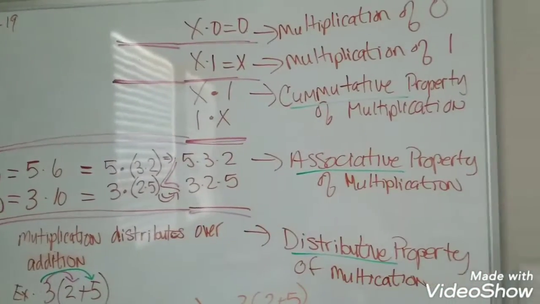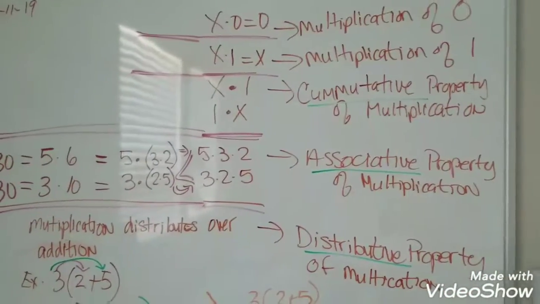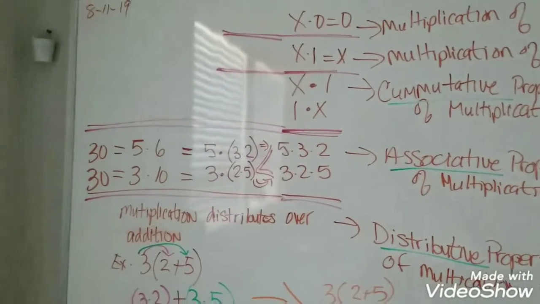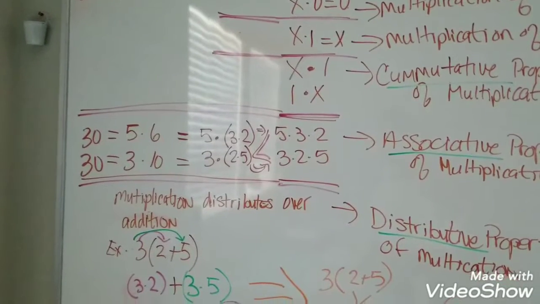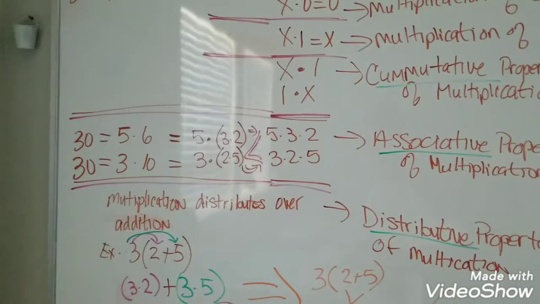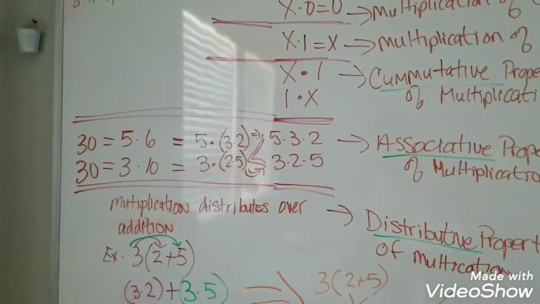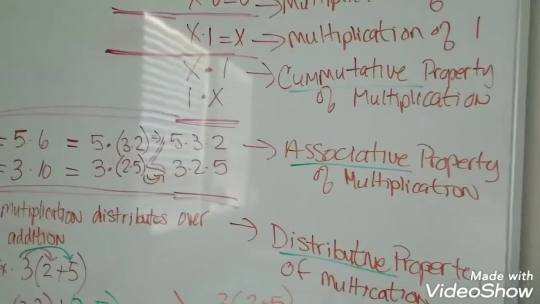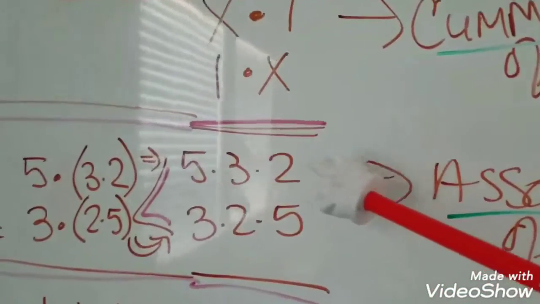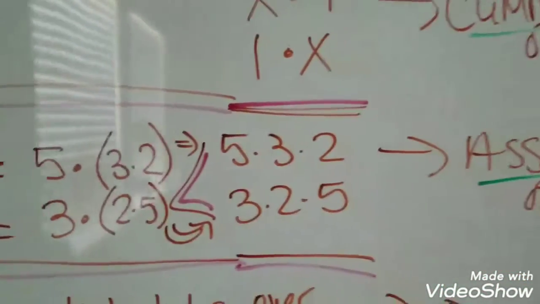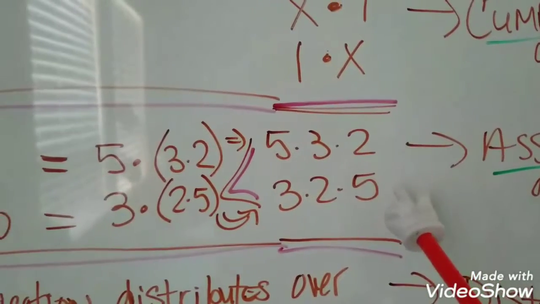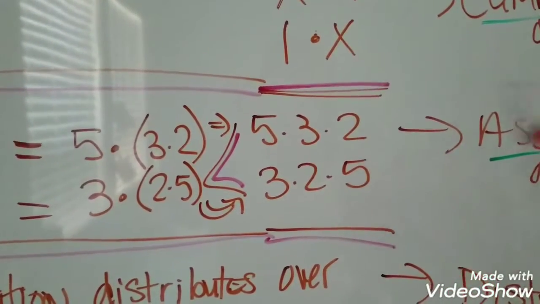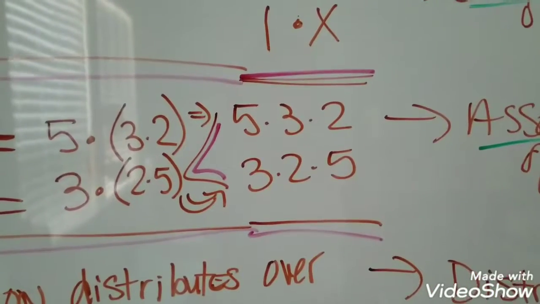Then we talked about the associative property of multiplication. And this property states that when you multiply numbers, the grouping of the numbers can be changed in any order you like without changing the product. And we gave an example of that. We said if we have these two sets of numbers, it didn't matter what order we put them in, we would get the same answer.